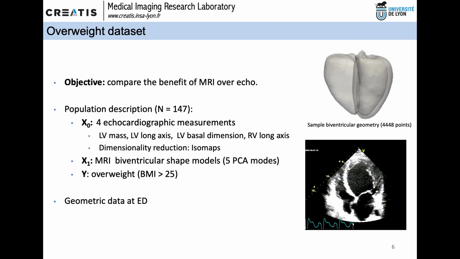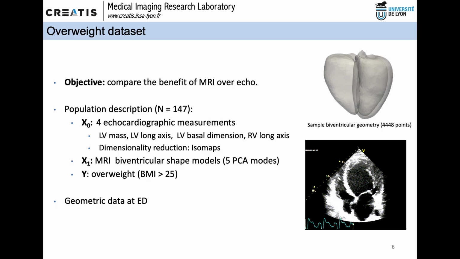Now that we have verified our method, we will apply it to an overweight data set. Here, we'll try to compare MRI and echo and see when it's more pertinent to use MRI or echo. We will have a small population of 147 individuals, and a first level X0 consisting of 4 echocardiographic measurements, and X1, the more complex one, which is MRI biventricular shape models.